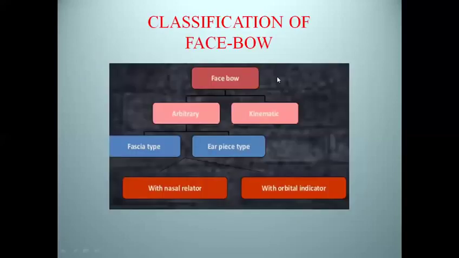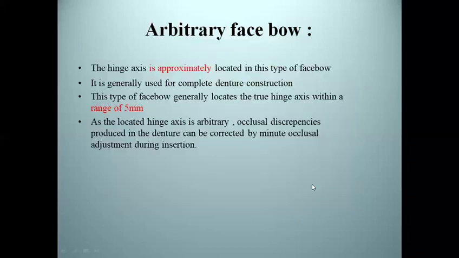Then next is the classification of phase bore. Phase bore is classified into arbitrary or kinematic phase bores. Arbitrary is again divided into fascia and earpiece. Then the fascia or the earpiece can use this nasal relator or an orbital indicator. As I told you earlier, they can be a nasal pointer or an orbital.